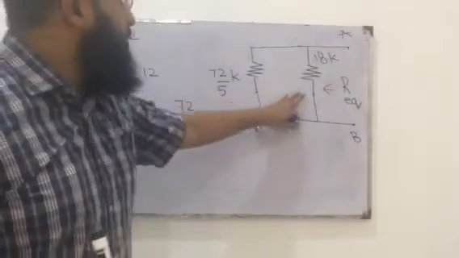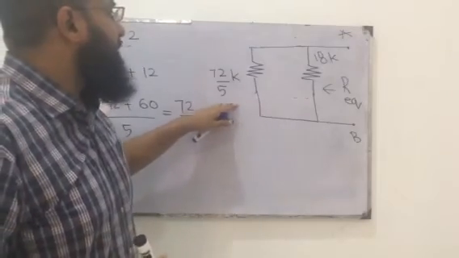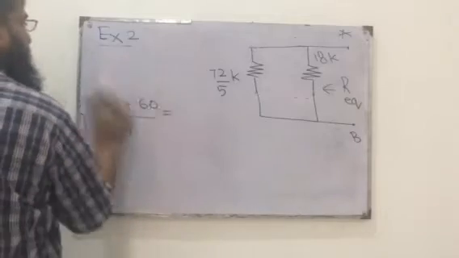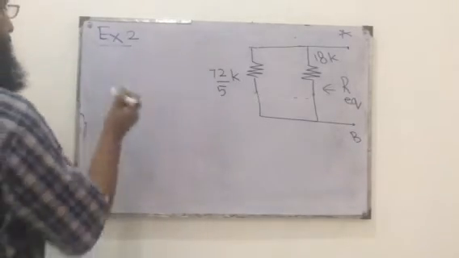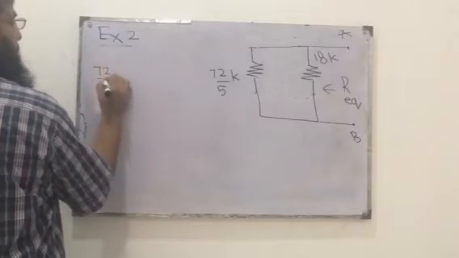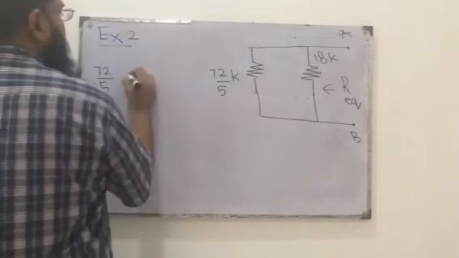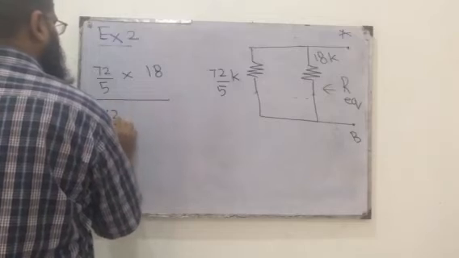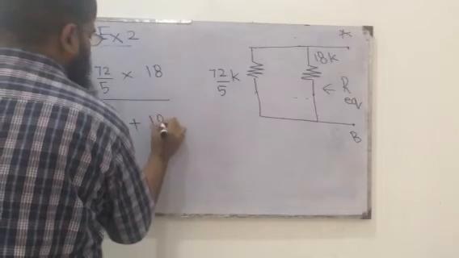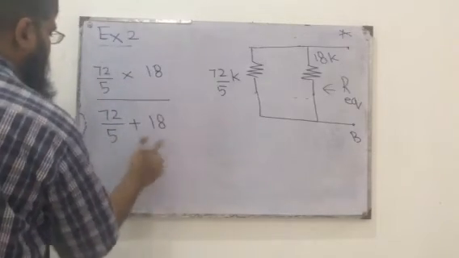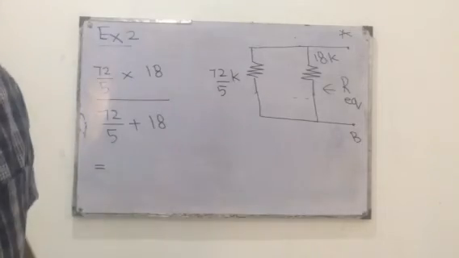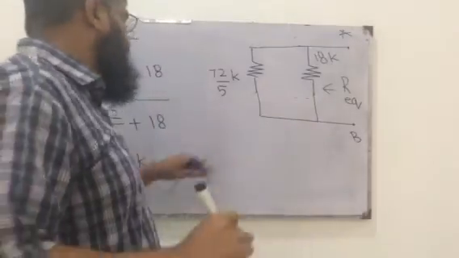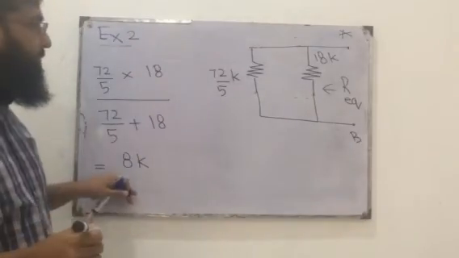So now we have only 2 resistors, 72 over 5K in parallel with 18K, which can be solved. 72 over 5 is R1. In parallel with 18K means R1 R2 over R1 plus R2. Solving this gives us an answer equal to 8K. So R equivalent is 8K in this case.